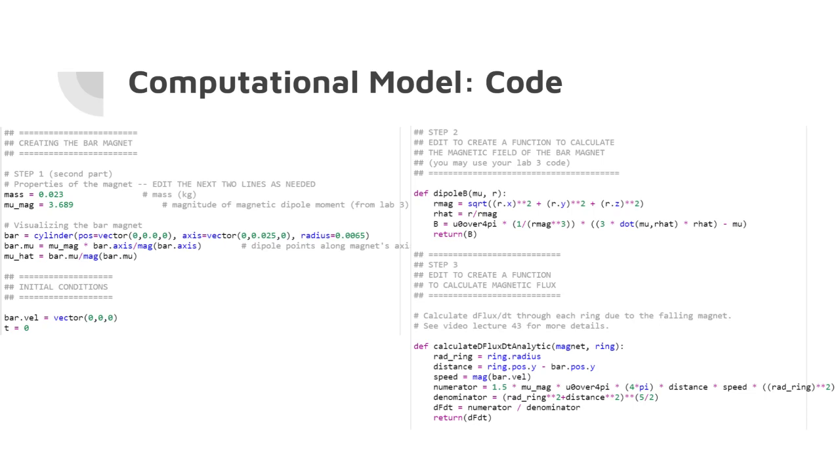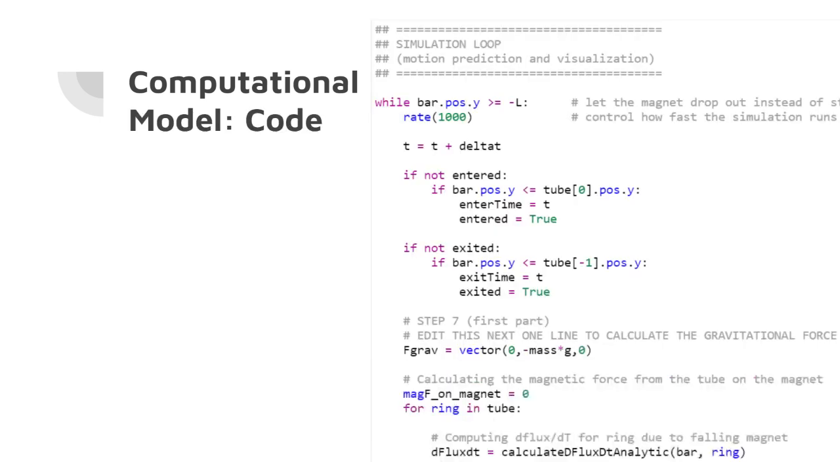For our initial conditions, we start off the magnet at 0 velocity at time equal to 0. And so we create a function to calculate the magnetic field of the bar magnet, which we just took from our Lab 3 code, and then we create a function to calculate the magnetic flux. And so pretty much all these defined conditions we put into our numerator and our denominator, which is pretty much that very long equation that we saw on our fundamental principle slide. And so this will get us the change in flux over the change in time.